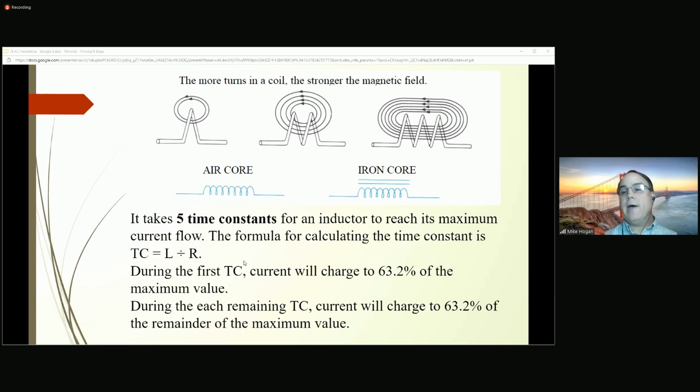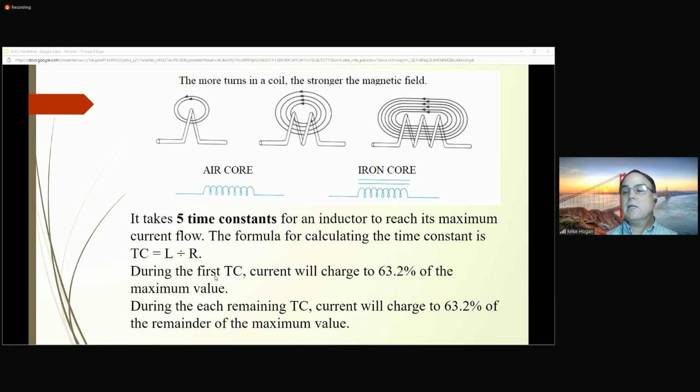And it'll do that. It'll expand or it will collapse over five time constants. And then we can use this formula to figure out how long a time constant is. You're probably not going to have to do a whole lot of these calculations, but it's good to see what they're talking about in terms of time constants.